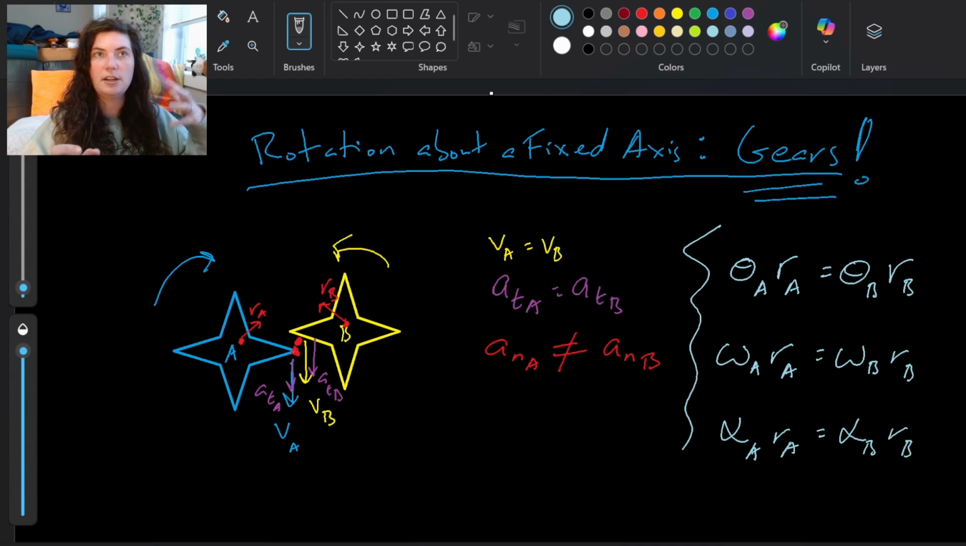Sometimes it may be necessary to go back and forth between these relationships, between our linear and our angular kinematics. But these gears are a special case. They're an important case that we often come across. So we'll use these guidelines to work through an example.